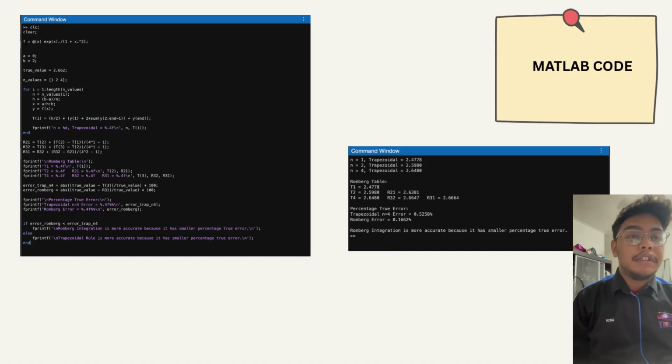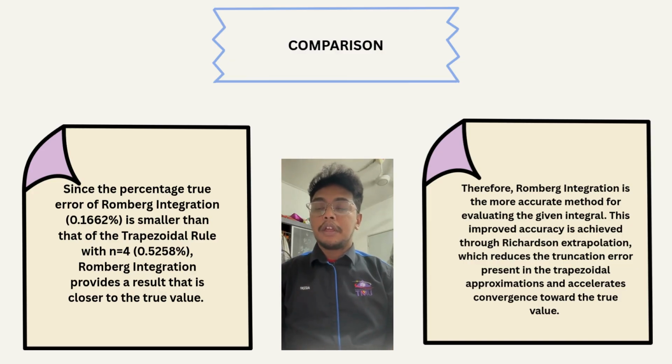Okay, so this is our MATLAB code. So the comparison: since the percentage true error of Romberg integration is 0.1662%, which is smaller than that of the trapezoidal rule with n equals 4, 0.5258%, Romberg integration provides a result that is closer to the true value.